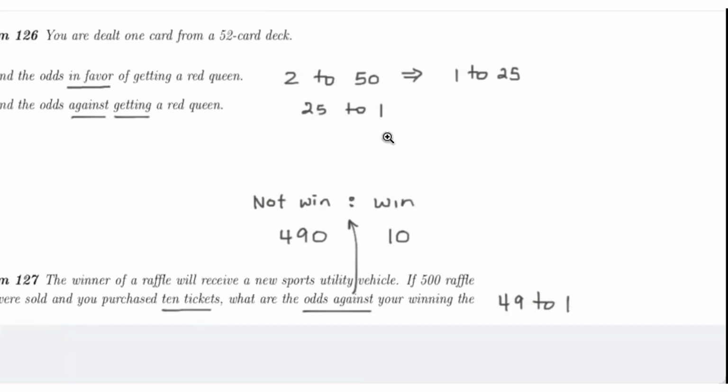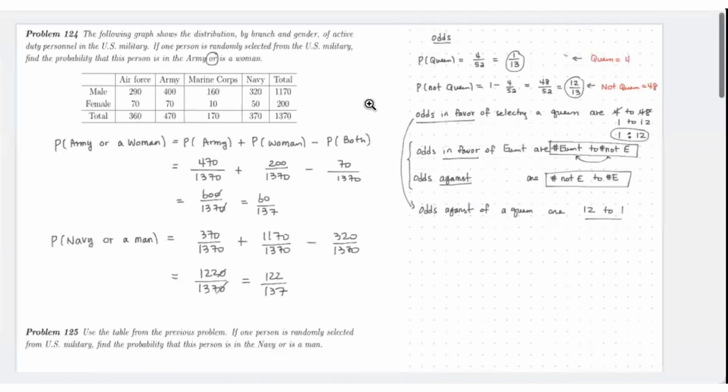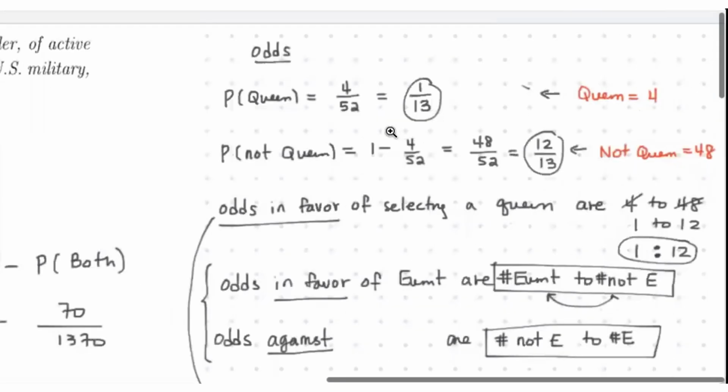Okay, are you guys okay with this? Any questions? All right, one more. I want to go back to here. We have this example with an event, the probability of selecting a queen, the probability of selecting not a queen, and we have odds in favor and odds against of selecting a queen. Do you remember this? I want to go back to this.